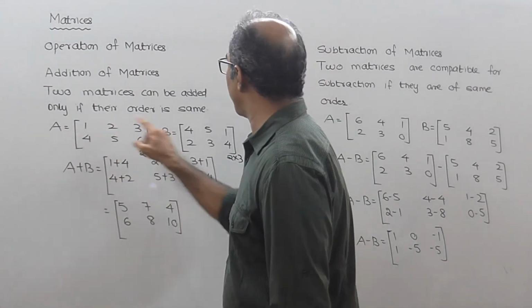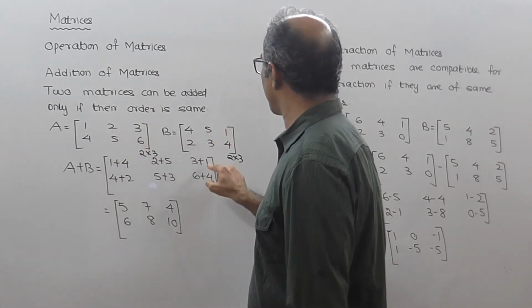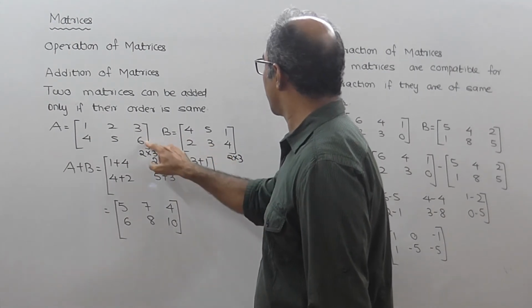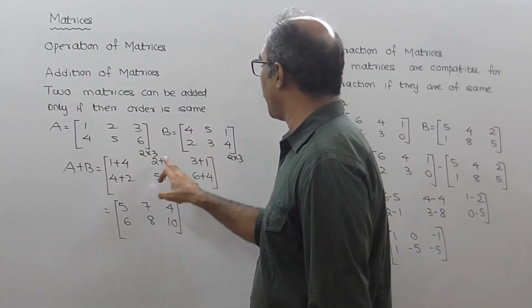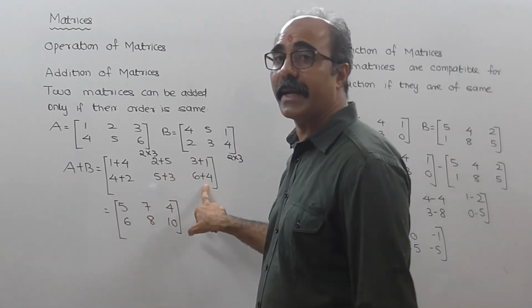So I think this will be 1 plus this 4, 2 plus this 5, 3 plus 1, 4 plus 2, 5 plus 3, 6 plus 4. So you get 5, you get 7, you get 4, you get 6, you get 8 and you get 10.